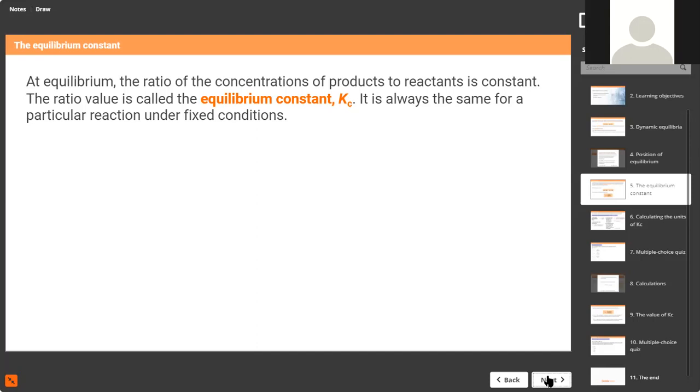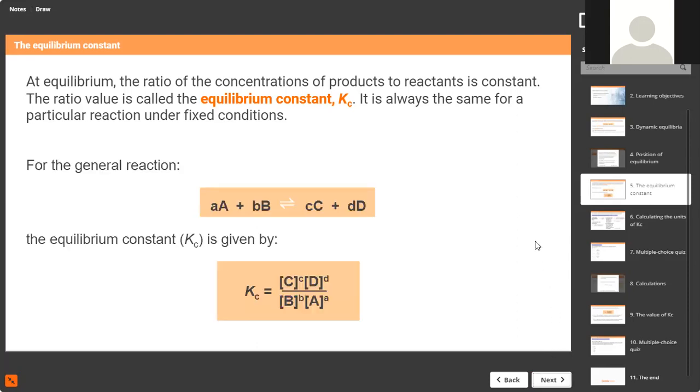It is always the same for a particular reaction under fixed conditions. Obviously, if you change those conditions, even ever so slightly, that value will change, but otherwise the equilibrium constant is always the same for particular reactions.